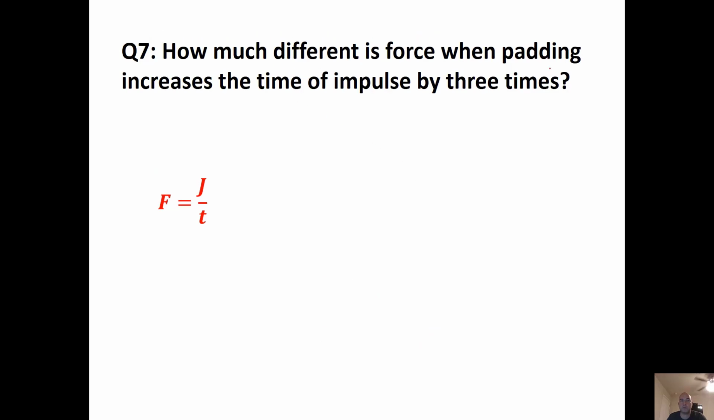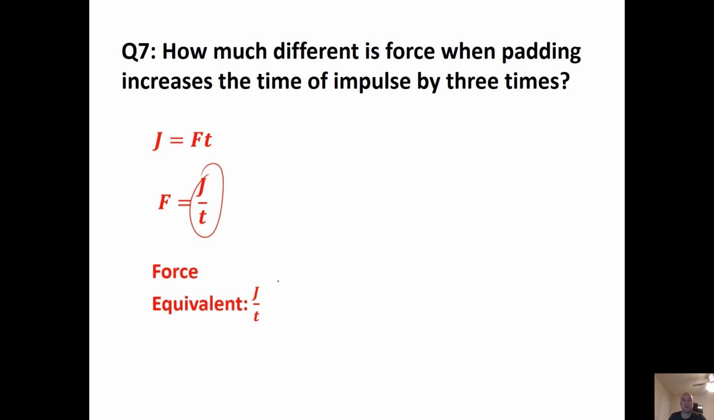How much different is the force when padding increases the time of impulse 3 times? We're going to have to find the equivalent. In order to find the equivalent, we have to rearrange this for force, and you kind of saw that initially. So rearrange this for force, you divide by time, divide by time. The equivalent of force is impulse over time.